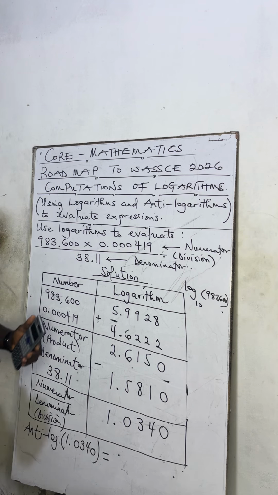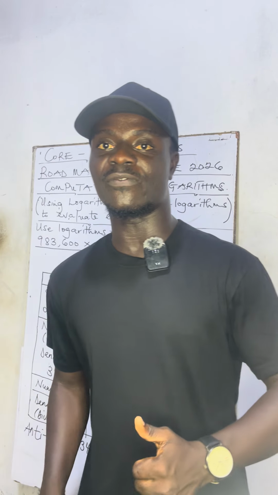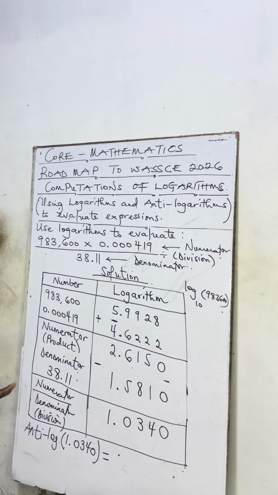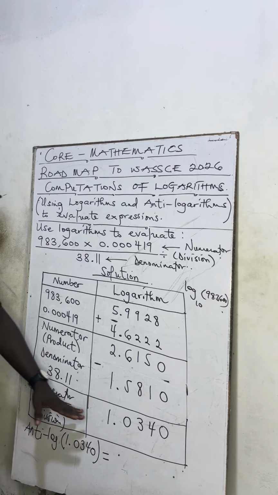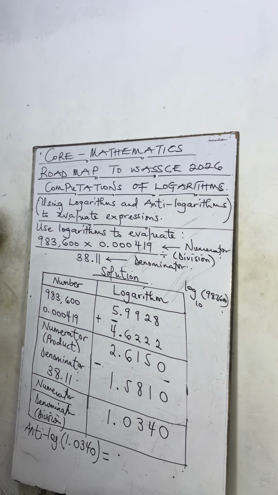It's like we have virus and antivirus. If there is virus on your PC, your personal computer, and when you take the antivirus, it will reverse everything back to the normal status of the machine, like the way you bought it fresh. That's how this guy will do. So the anti-logarithm of 1.0340 will refer us back to the actual number.